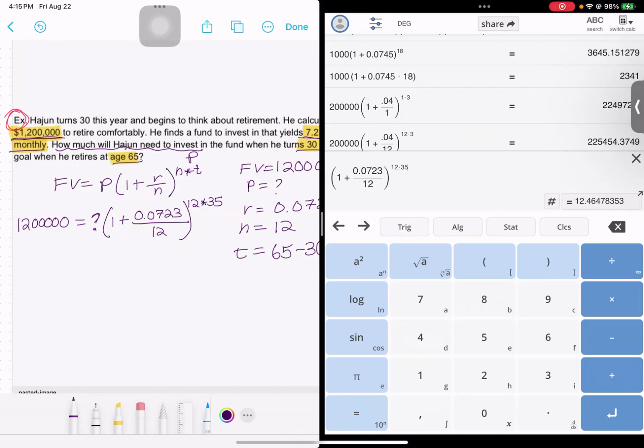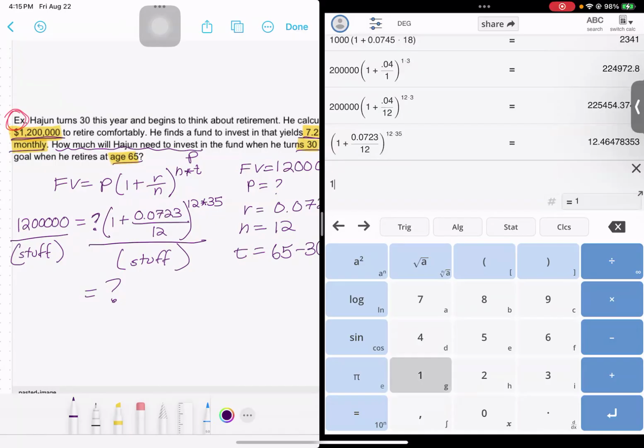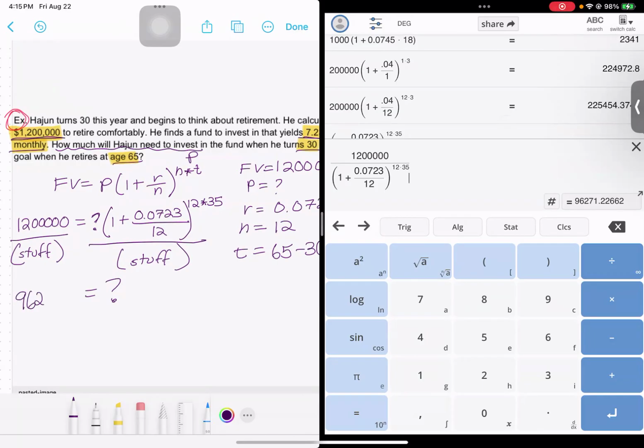Now, I actually don't want you to write this down. I actually want you to say we're going to divide by all this stuff that we're going to get here. Okay? And we're going to do that on both sides, which means that to get question mark alone, I actually need 1,200,000 divided by, and I am going to double tap all that stuff together. And my calculator will keep track of it for me so that I have 96,271.23.